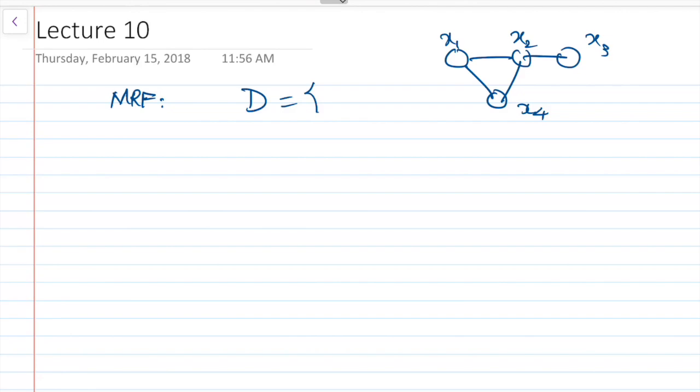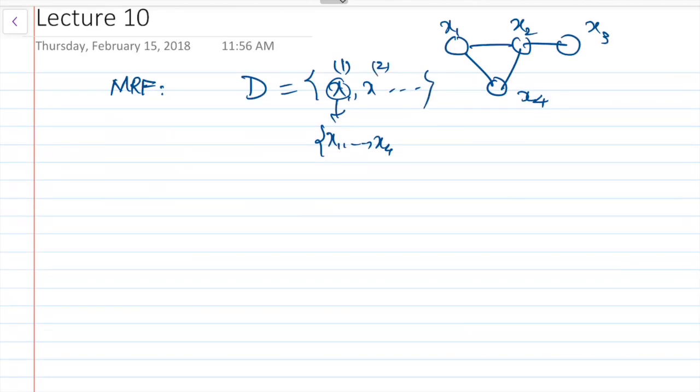So the data that we have for MRF is just a Bayesian, an undirected graphical model. And back then I assumed that everything was observed. So it's basically the observation that I have for each of these x1 through x4. Here I'm using a superscript index for a new sample, so this x is basically x1 through x4. So this was my MRF.